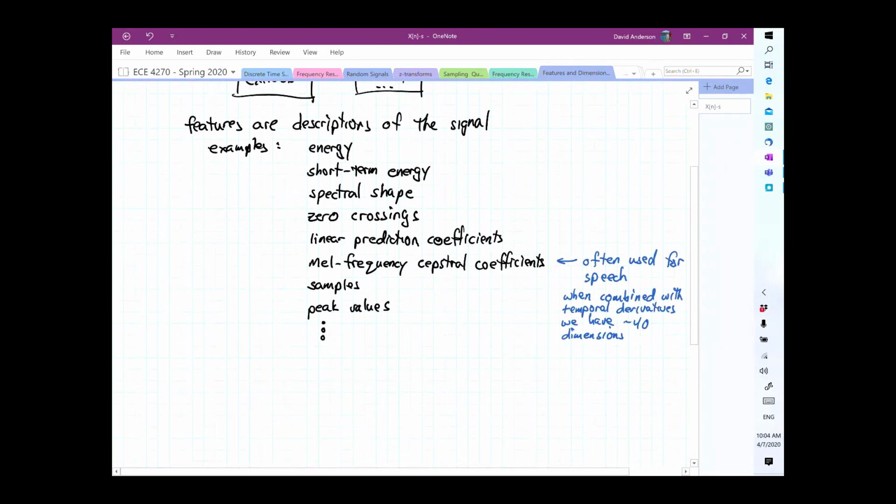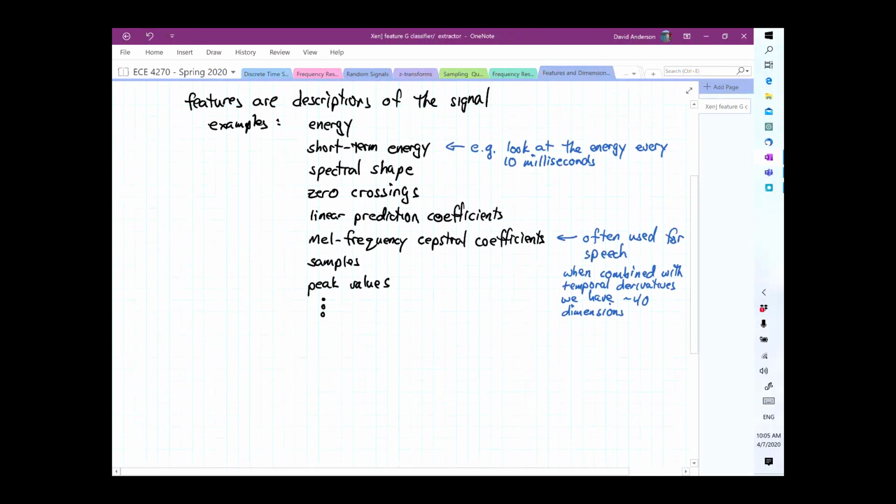Or something else that's a little bit simpler: if we looked at the short-term energy, maybe we would get the energy every 10 milliseconds or so, and this could trace out what's going on with the waveform. For spectral shape, we may just use the FFT, in which case maybe the spectral shape will be 64 dimensions, and we have a new spectral shape every 20 or 40 milliseconds if we're dealing with an audio signal. So we have a lot of different ways to describe this signal.